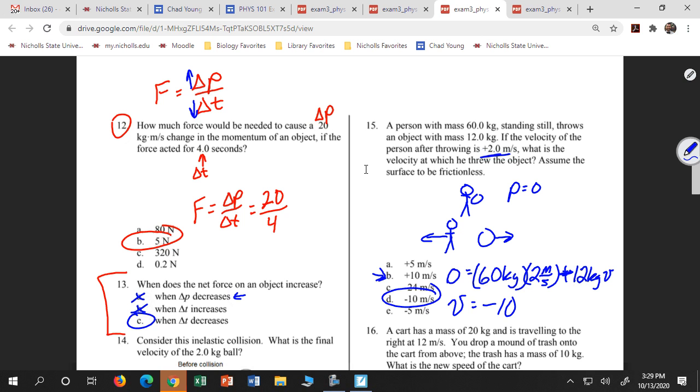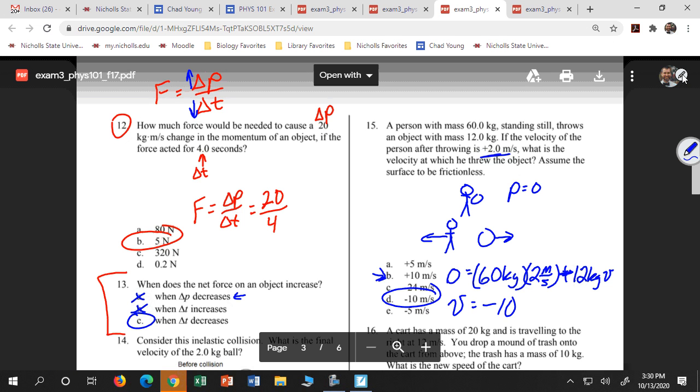I actually drew this picture wrong, right? I should have flipped it the other direction. But the velocity is positive 2, so the velocity of the ball is going to be opposite that, because I know I have to equal an opposite momentum. That's a conservation of momentum problem.